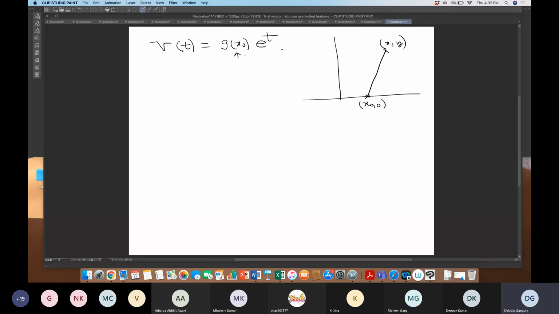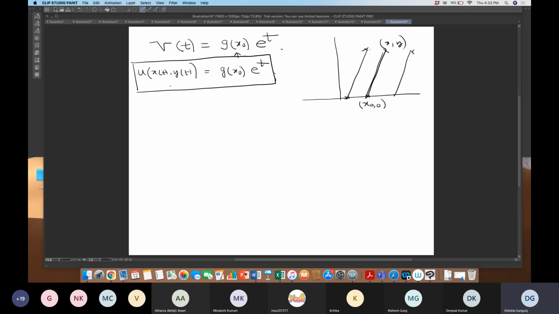But now you have just proved that u of (xt, yt) is equal to g of x naught times e to the power t. This much you have proved, not more than that. You have found u along this line only, whose behavior looks like this. This is important.